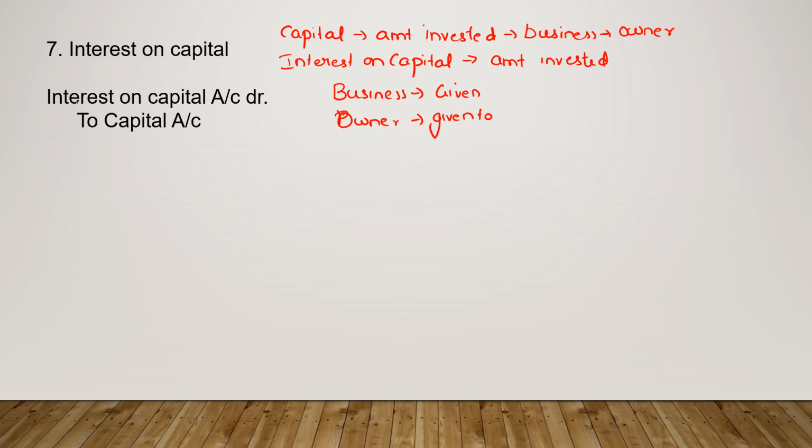The entry is interest on capital account debit to capital account. Why do we debit the interest on capital? Because it is being given by the business. It is in the nature of an expense for the business. And therefore, when the expenses increase, we debit it. And because it is being given to the owner, the capital balance would increase. And capital accounts, when increased, we credit it. That is why this is the entry that we pass. Interest on capital account debit to capital account.